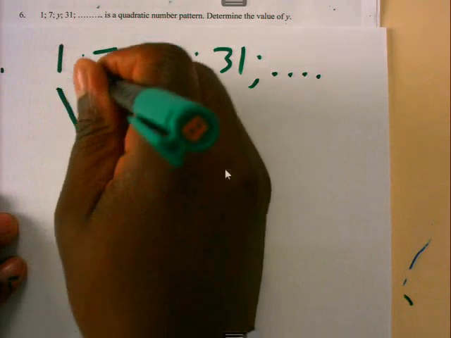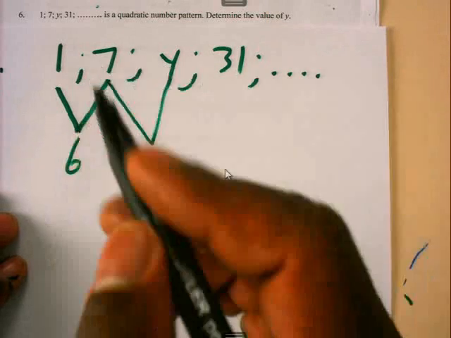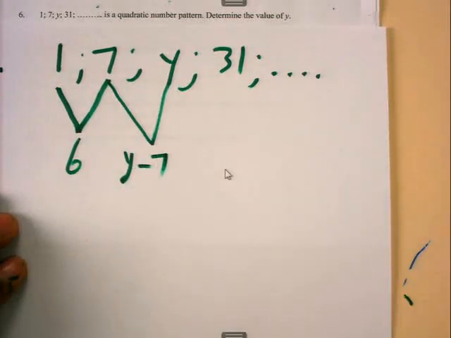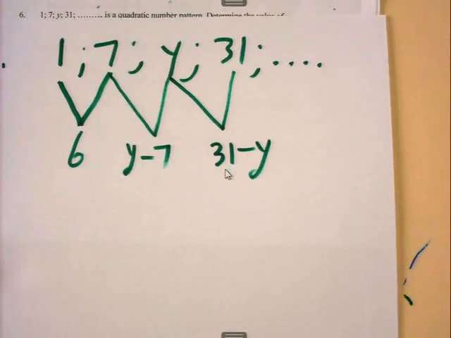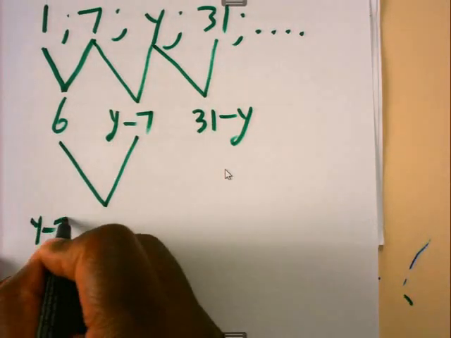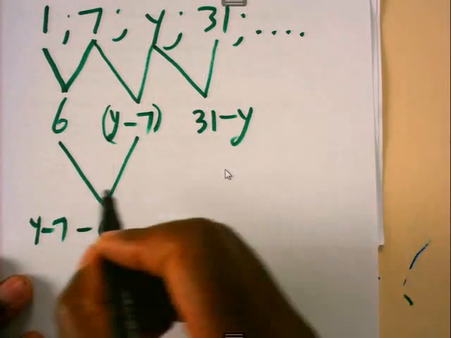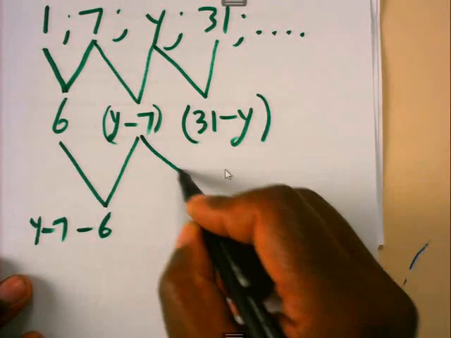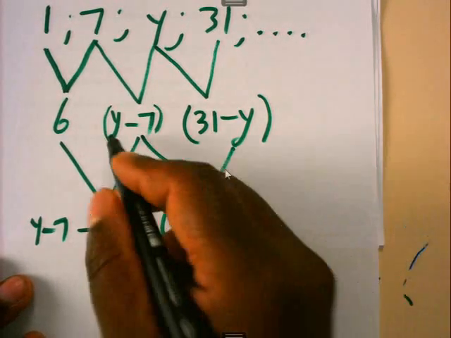This is the first difference. 7 minus 1 gives us 6. This is the first difference, y minus 7. These are the unlike terms. 31 minus y, that is the first difference. I hope it's clear. So after determining the first difference, let's determine the second difference. Here, you've got y minus 7, you subtract 6. Another second difference, 31 minus y, subtract y minus 7.